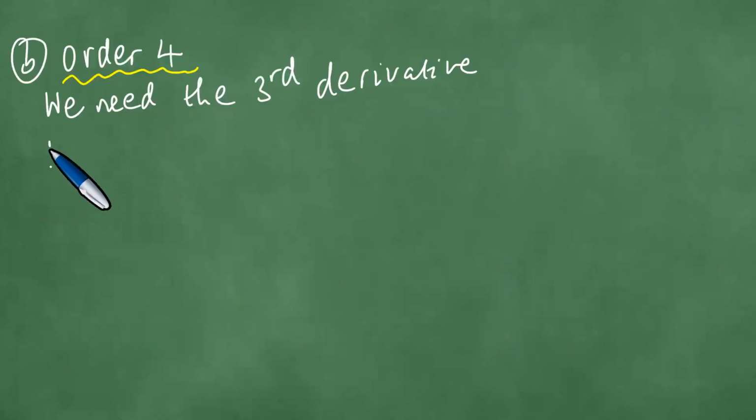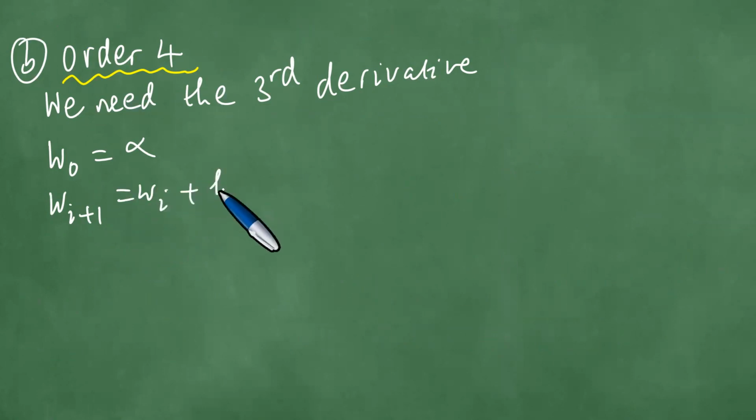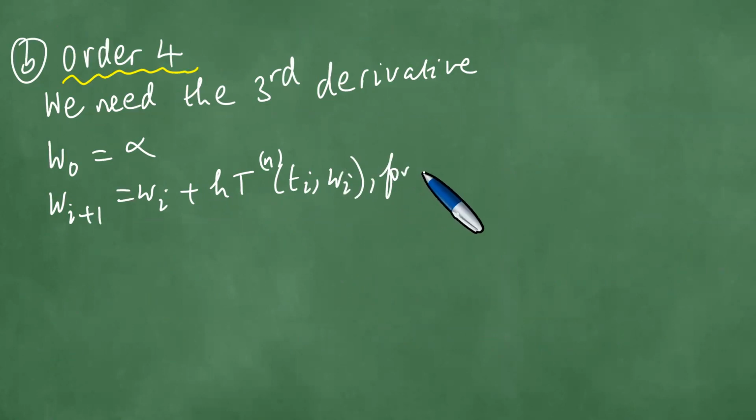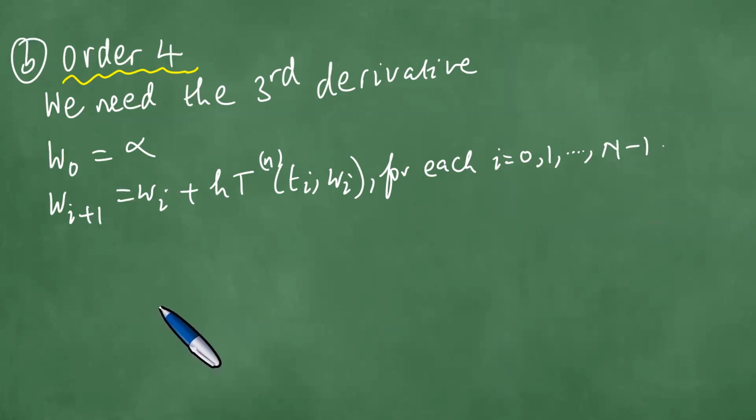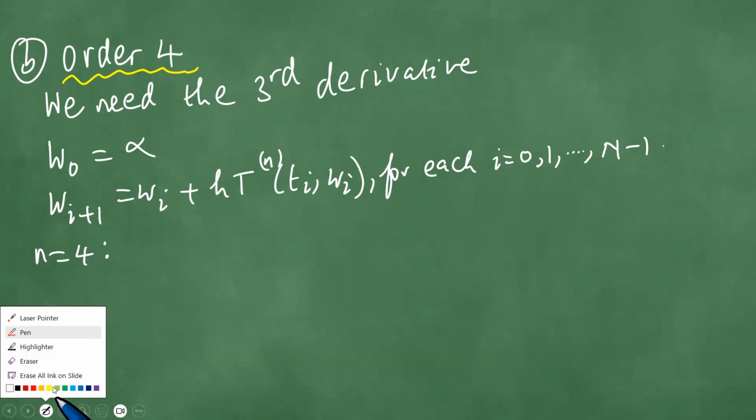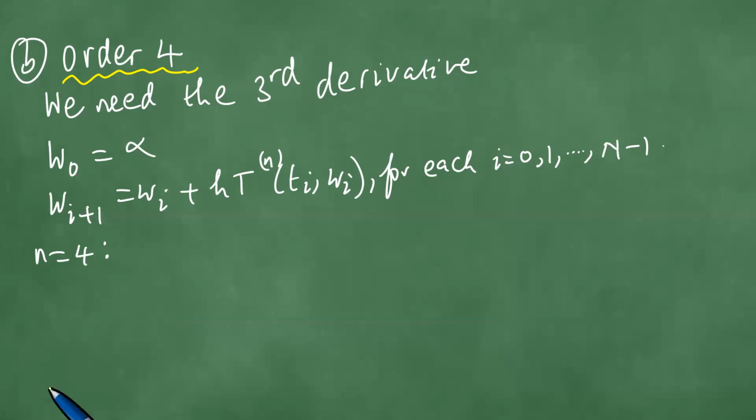So in other words, we shall say W0 is alpha. Then we write the general formula for the Taylor method of nth order. So it's W(i+1) equals Wi plus h T^n of (ti, wi), for each i equals 0, 1, and so on, up to n minus 1. So in other words, n is 4 for order 4. So if n is 4, what does it mean for us?